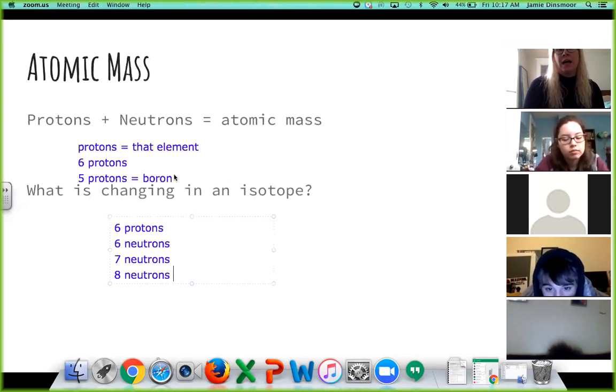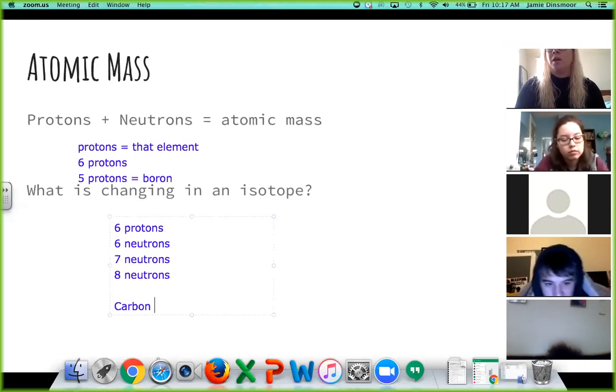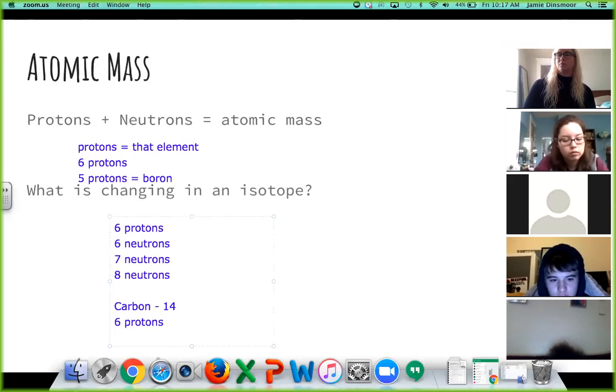But when we see that atomic mass written after something, like before when we saw carbon-14, what that is telling us is that there are 6 protons, because there are always 6 protons. So how many neutrons are we going to have in a carbon-14 isotope?